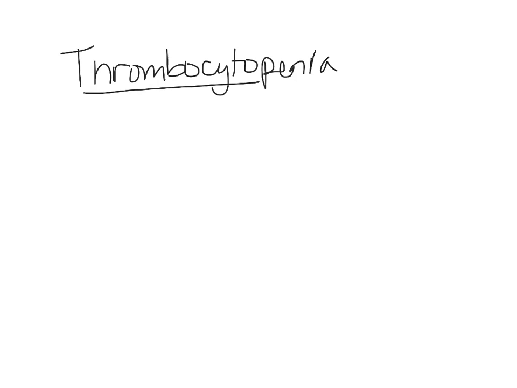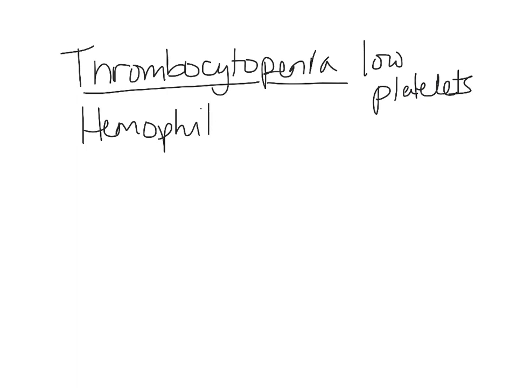Thrombocytopenia. These are all big words, but you got to break them down. So thrombocyte means the platelets. Penia means low, right? Low. So we have low platelet count. That's low platelets. Hemophilia. Do you guys know what that is? It's a disorder where you can't clot, right? It's a genetic lack of those clotting factors. It's genetic. It's a lack of clotting factors.